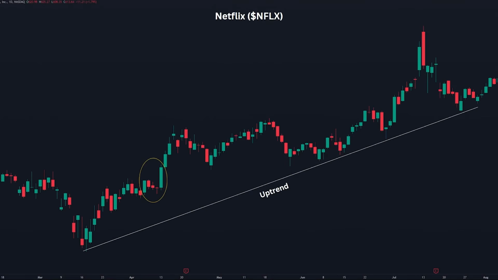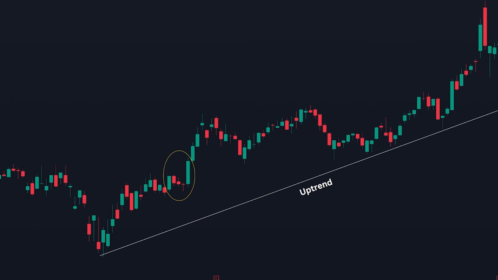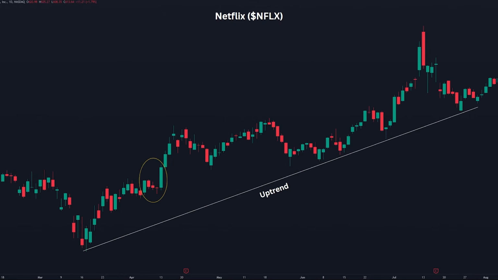As an example, looking at Netflix's daily chart, we can see this pattern forming in the early stages of an uptrend. This pattern confirms that the uptrend will likely continue, and indeed, the prices kept rising for months afterwards.